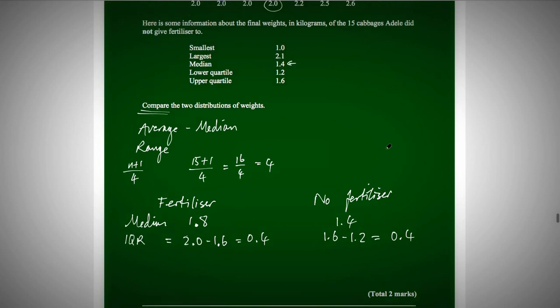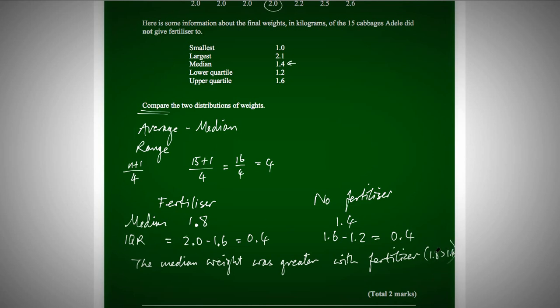So to compare those, I'll say the median weight was greater with fertilizer. And I can justify that with the actual values. 1.8 is greater than 1.4.